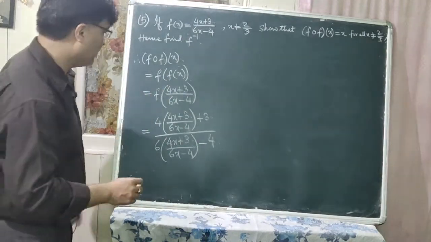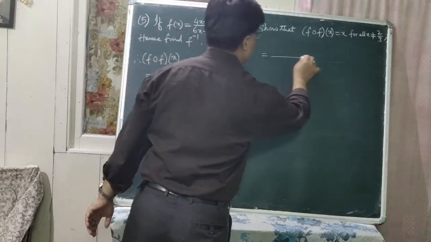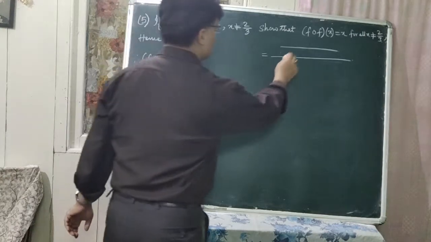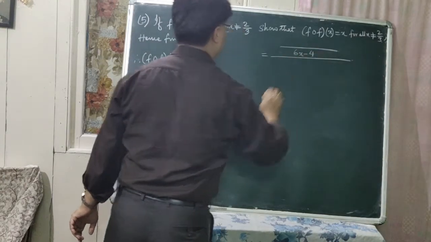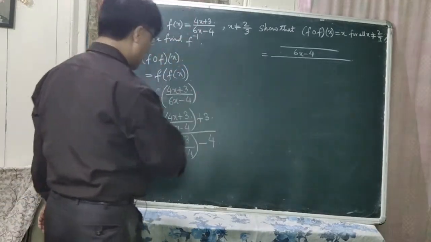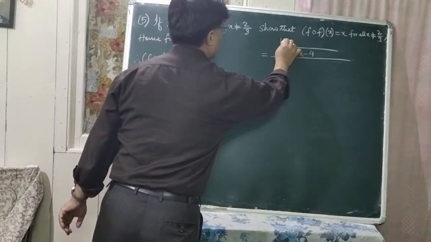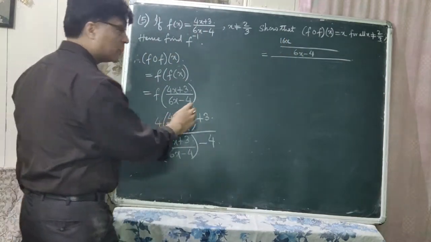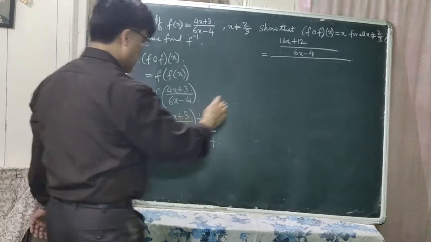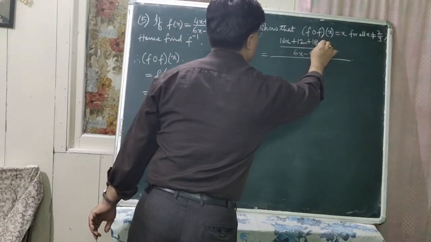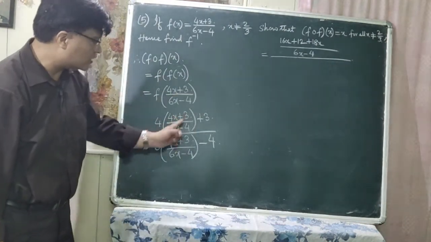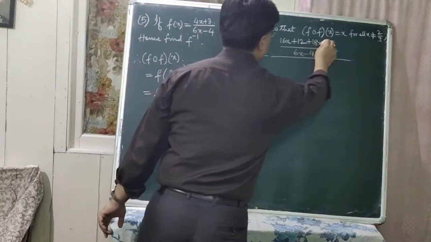Now let's simplify it. So which is equal to, what's the LCM in the numerator? That is 6x minus 4 is the LCM. So now take the LCM and simplify the numerator. 4 4s are 16x, plus 4 3s are 12. Then plus 18x. 3 6s are 18x. Minus, plus minus, 4 3s are 12. This is minus 12.